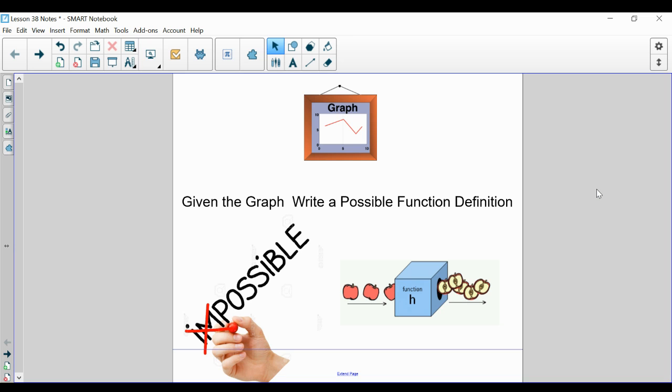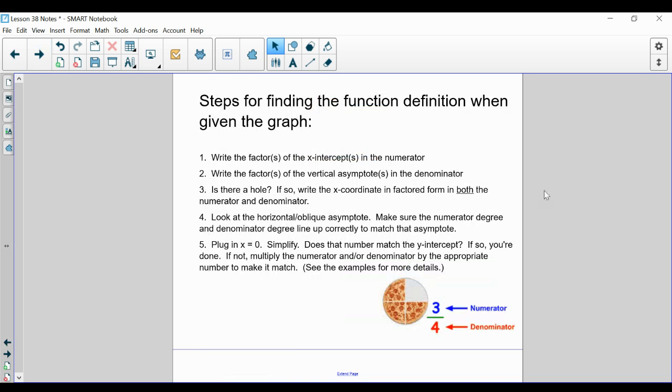All right, lesson 38 from chapter 5. We're going to go in the opposite direction. I'm going to give you the graph, and then you're going to write a possible function based off of that graph.